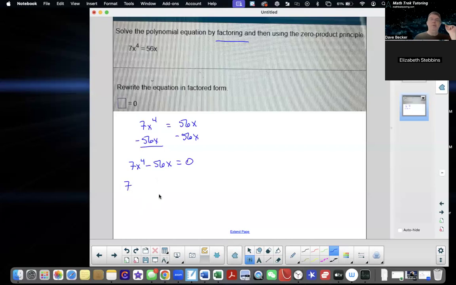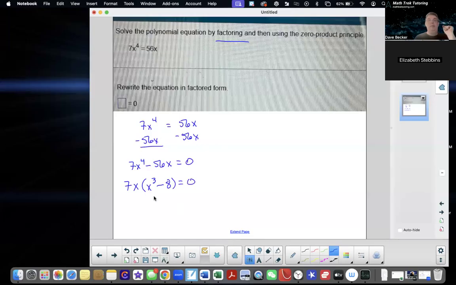And what's the greatest number of x's these guys have in common? Just 1. So I can only take out 1x. And so what does that leave me from the first term here? X cubed. Excellent. And what does it leave us here? No x. Good. And what number does it leave? We factored out a 7, so 56 divided by 7 is 8. Yeah, there you go.